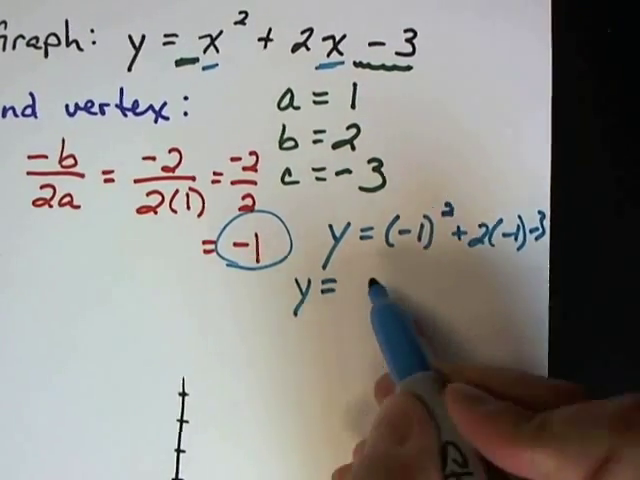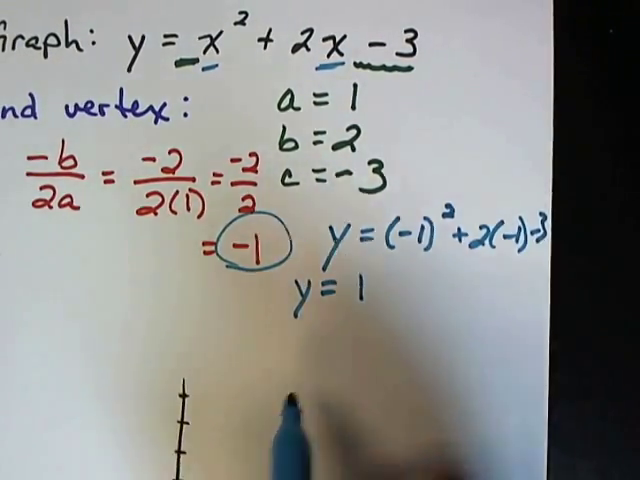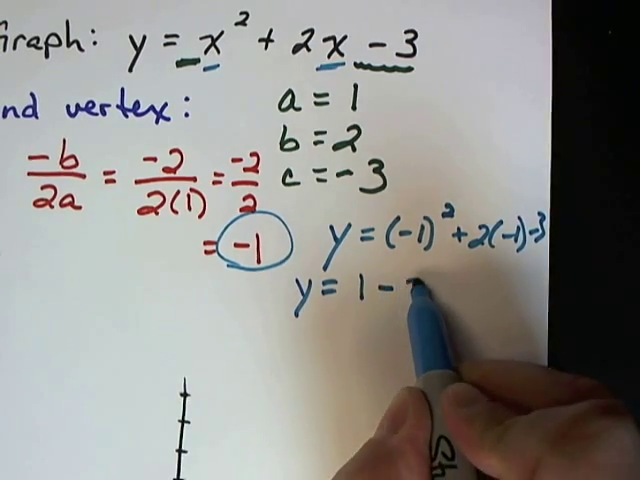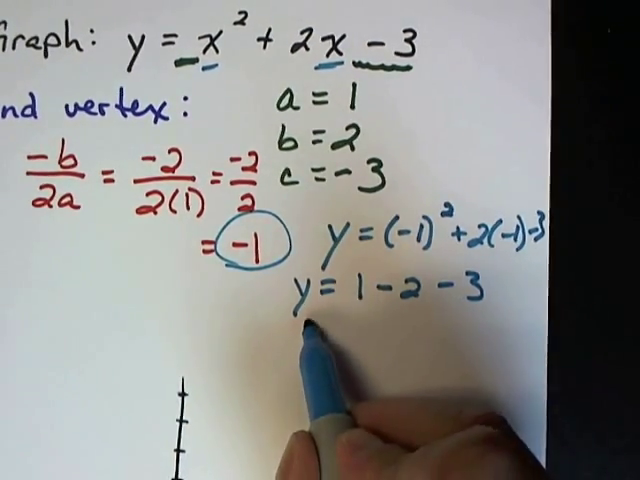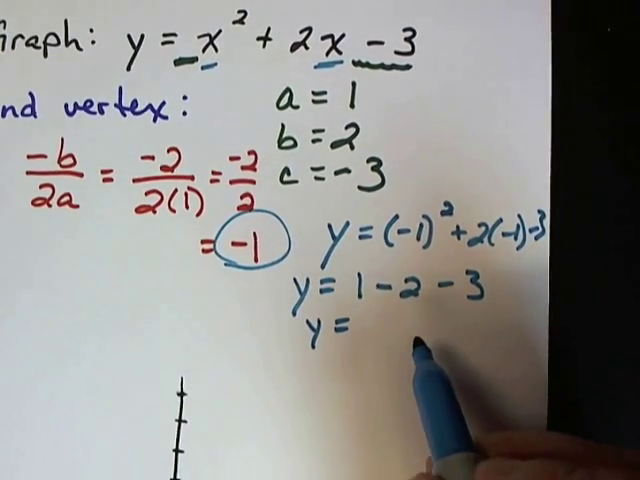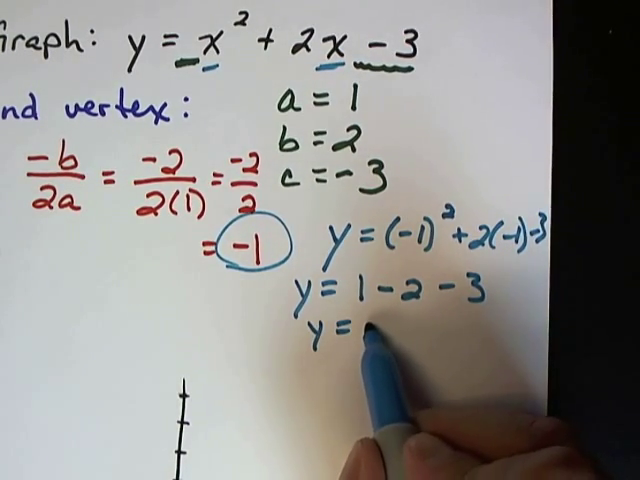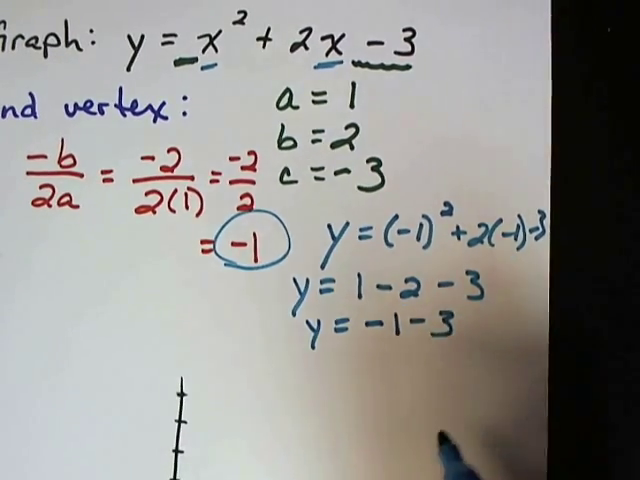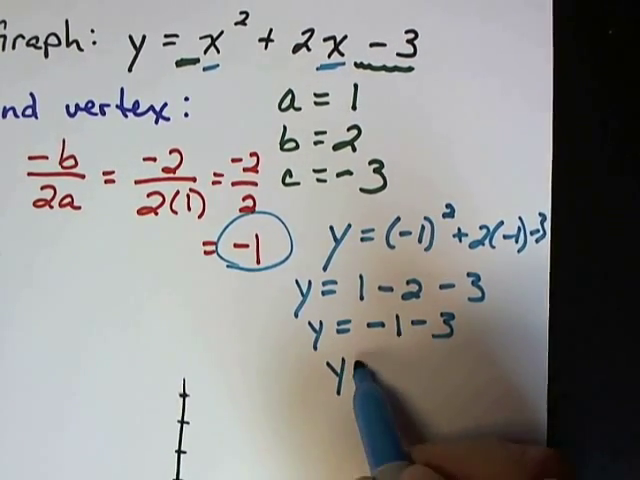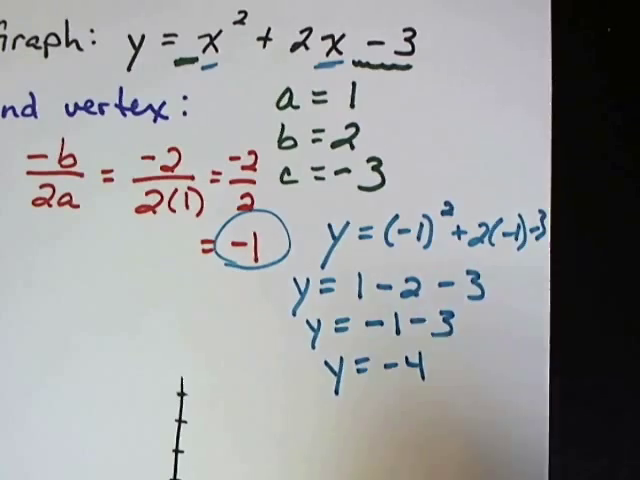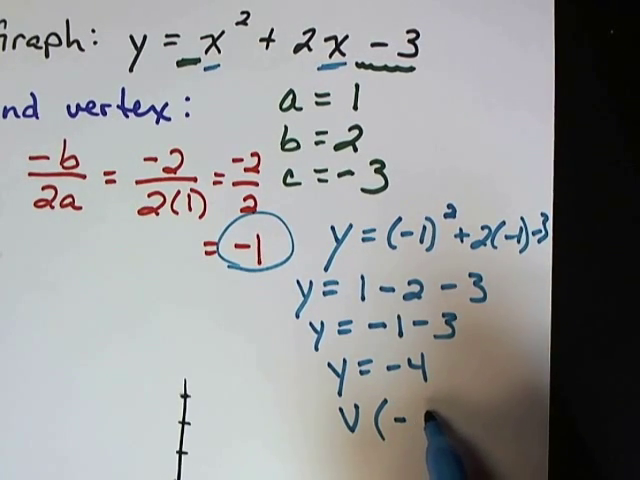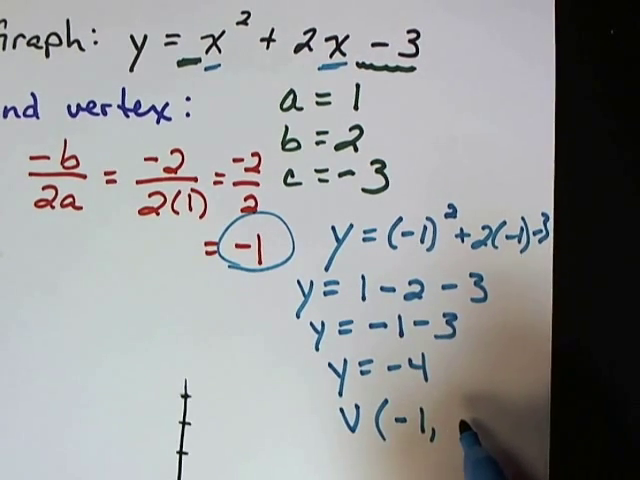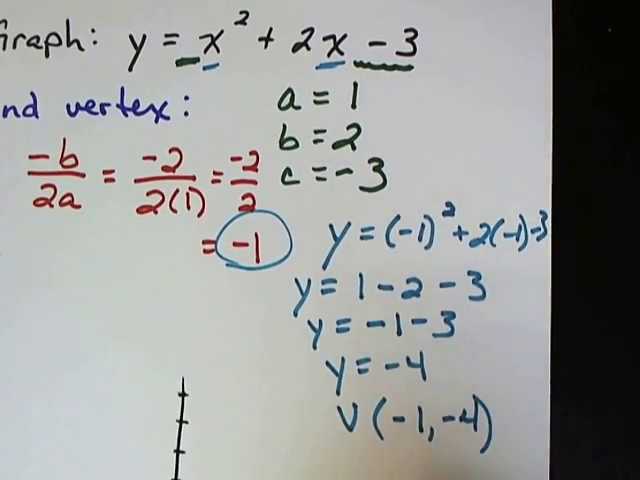So we're going to have y is equal to -1 times -1 is 1. 2 times -1 is a -2, and -3. Do your order of operations left to right to make sure that you don't screw up your signs. 1 minus 2 is a -1. -1 taking away 3 more makes a -4. So my vertex is the coordinates, because it's a point, it has to be in coordinate form with parentheses, (-1, -4).